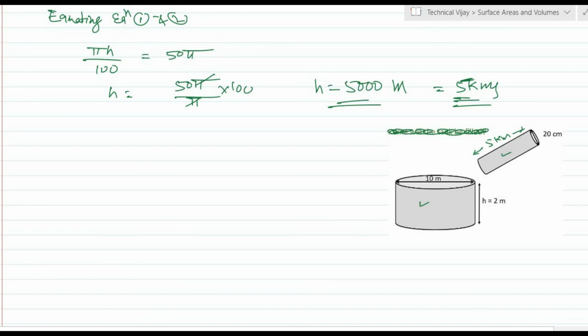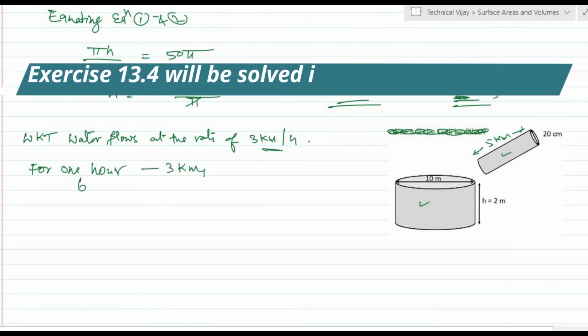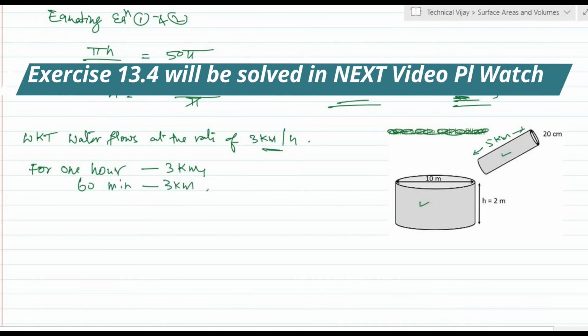Now we know that water flows at the rate of 3 kilometer per hour. So time we have to calculate for 5 kilometers. For 1 hour, that is 60 minutes, 3 kilometers of water will flow. So 60 minutes for 3 kilometers. Now for 5 kilometers, how much time will it take? That is equal to 60 divided by 3 into 5.